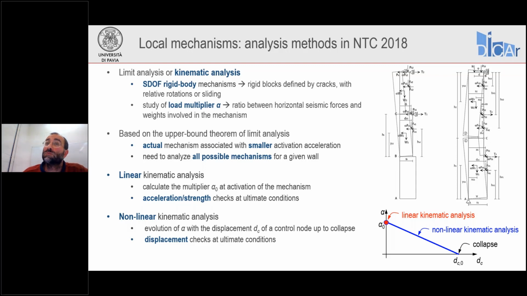Linear kinematic analysis is more conservative because as long as the mechanism is activated, for us, it means that you're at the limit. Nonlinear kinematic analysis is more generous because a mechanism may activate, but we may be far from collapse after activation. And so we can exploit more the capacity of the structure if we use this type of analysis.